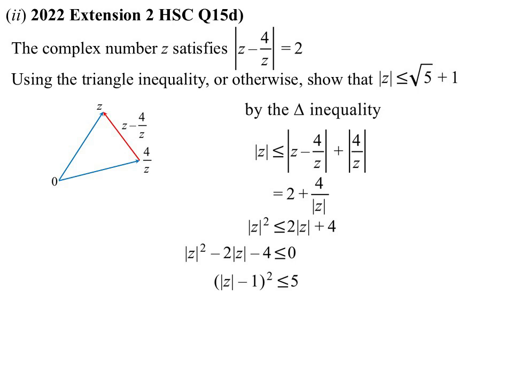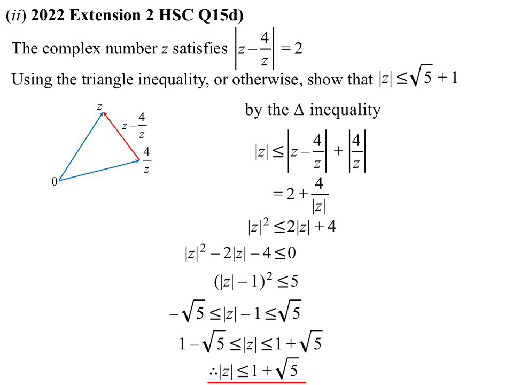Take the square root of both sides, and I have that our modulus of z is in between these two values. So it's certainly true that it is less than or equal to the square root of 5 plus 1.